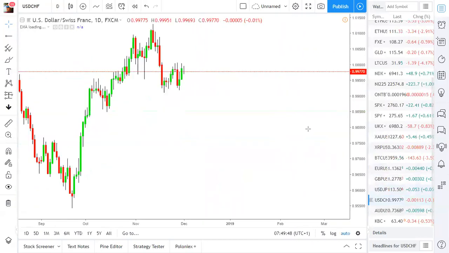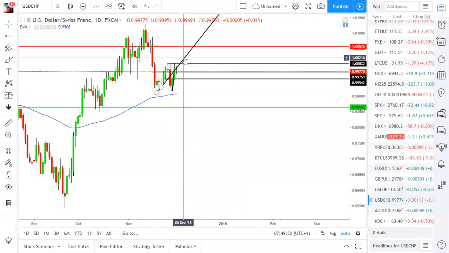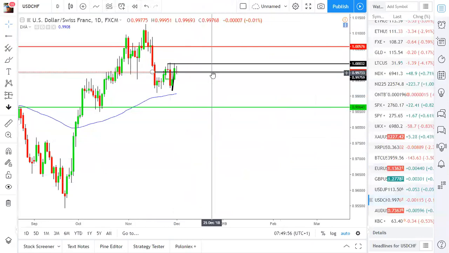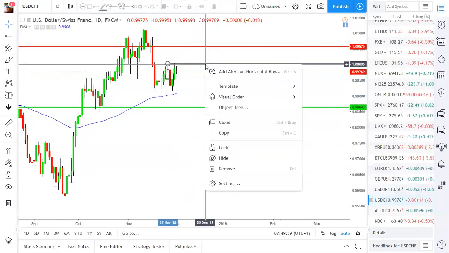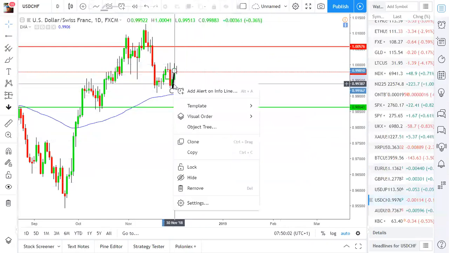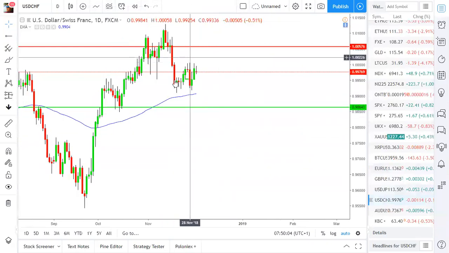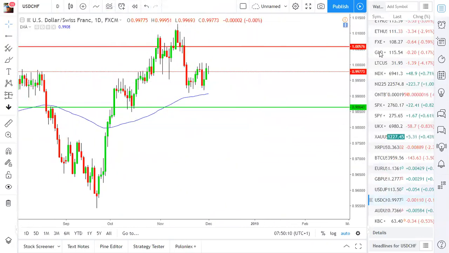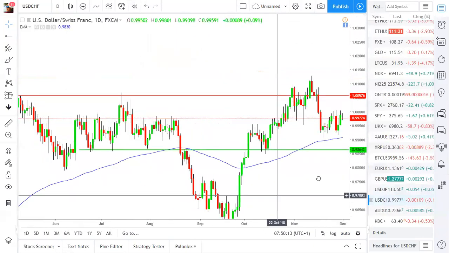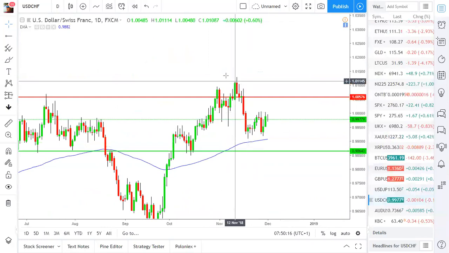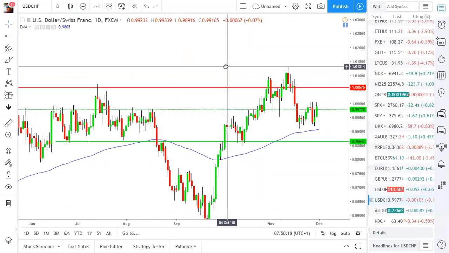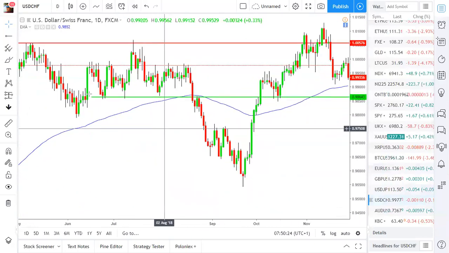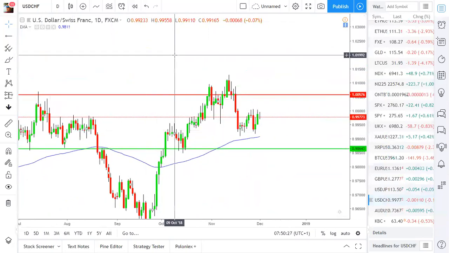Okay, next one is the dollar Swiss franc. Let me just quickly remove all of these lines. So on the dollar Swiss franc, we have been just consolidating, not much happening in this currency pair at the moment. As you can see, we did break above this previous resistance level, which tells me that this market was in an uptrend as well for a while. There's a little bit of a correction here, but overall still going up.